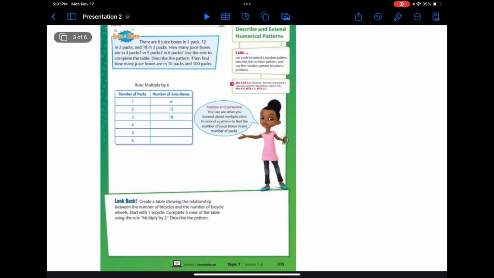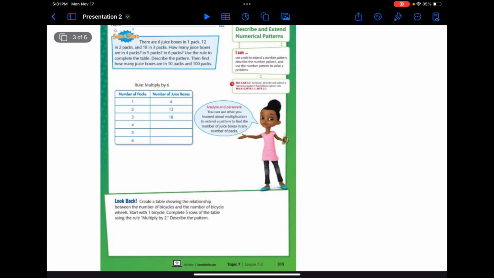Okay, so we're going to look at the solve and share first. It says there are 6 boxes in 1 pack. There are 12 in 2 packs, 18 in 3 packs. How many juice boxes are in 4 packs, in 5 packs, and in 6 packs? So we're going to use the rule to complete the table, and then we're going to describe the pattern and find out how many juice boxes are in 10 packs and 100 packs.